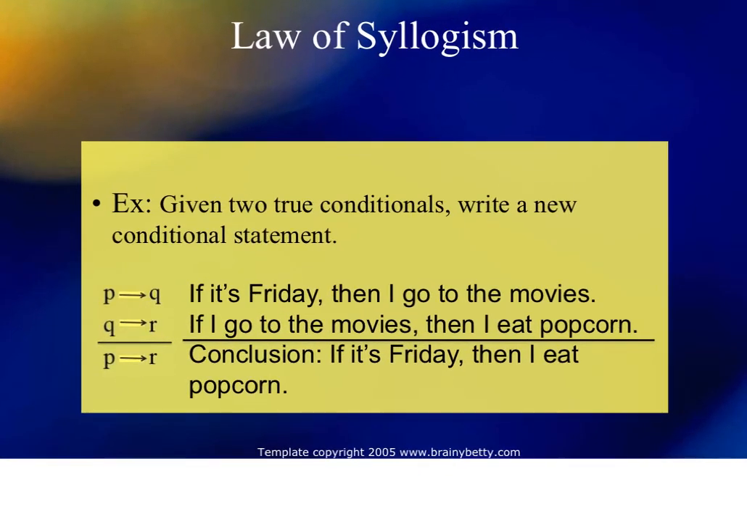All right. So there's an example. Given two true conditionals, write a new conditional statement. So if it's Friday, then I go to the movies. If I go to the movies, then I eat popcorn. So what you guys have to recognize here, take out a highlighter, okay? This is very important. I go to the movies. That is our conclusion from the first statement. That was our Q, right? Then our Q is being used as hypothesis. I go to the movies again. Okay, then I eat popcorn. You can just eliminate that, and your conclusion is, if it's Friday, then I eat popcorn.